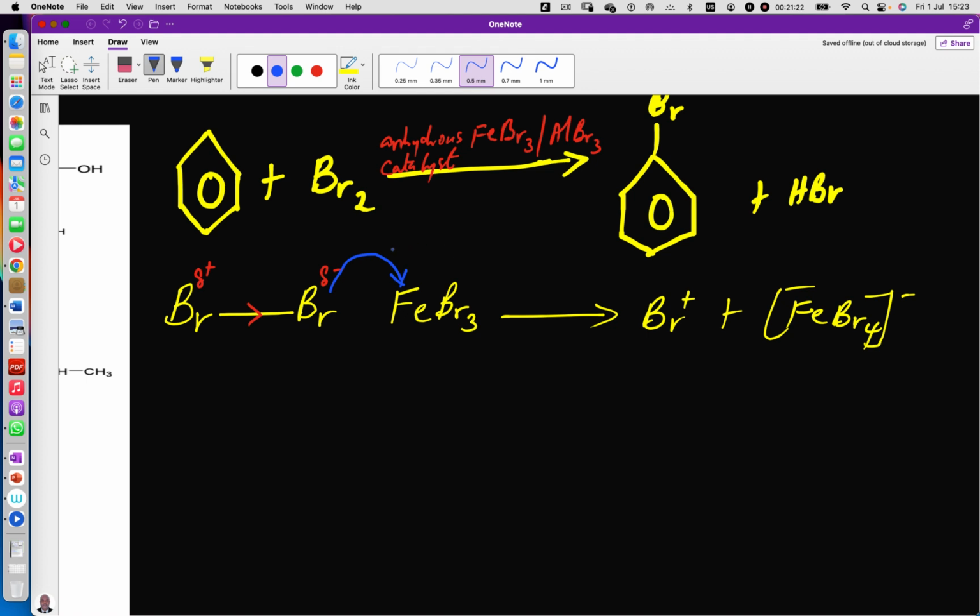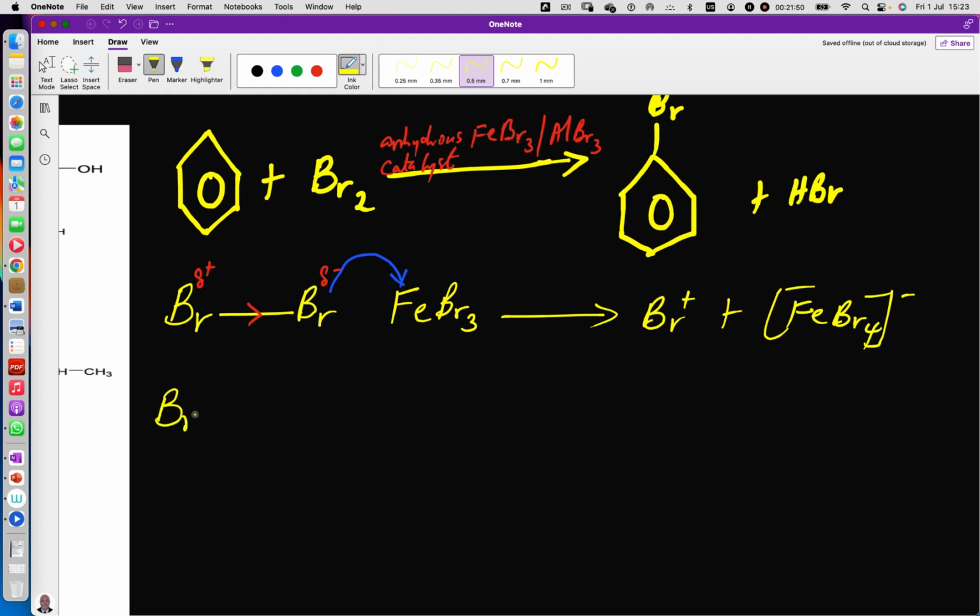So that is how it is formed. The same way, if you were using the other halogen carrier, such as aluminum bromide, the same thing will happen.